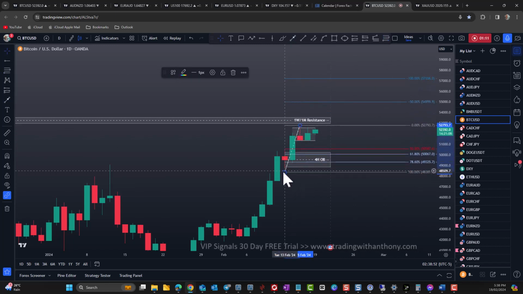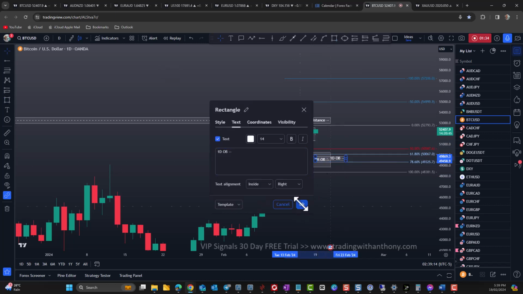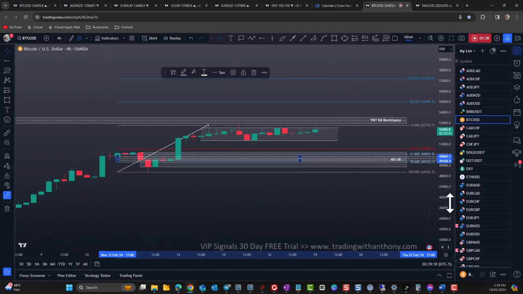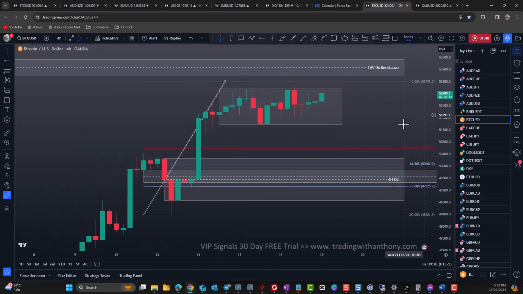So with just this swing low, swing high, and this coincides. This is also a daily order block. This is a nested 4-hour and daily bullish order block. And then we go down to a 4-hour time frame. And here we have it.